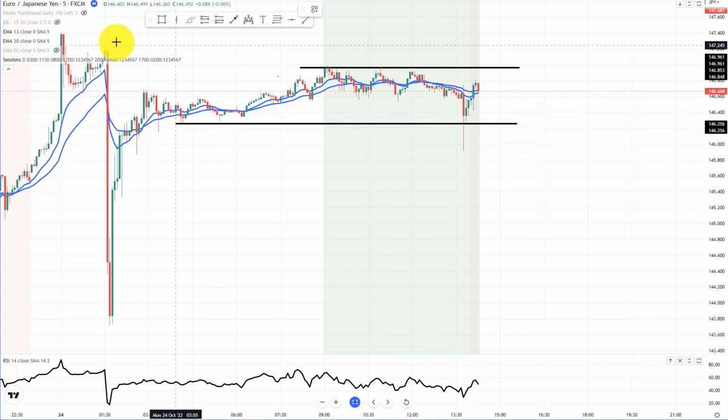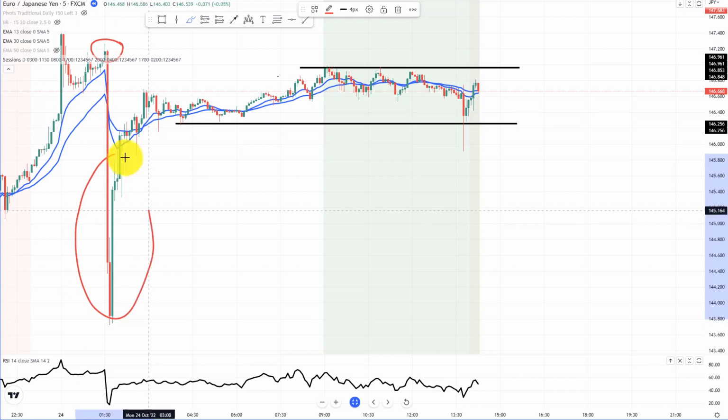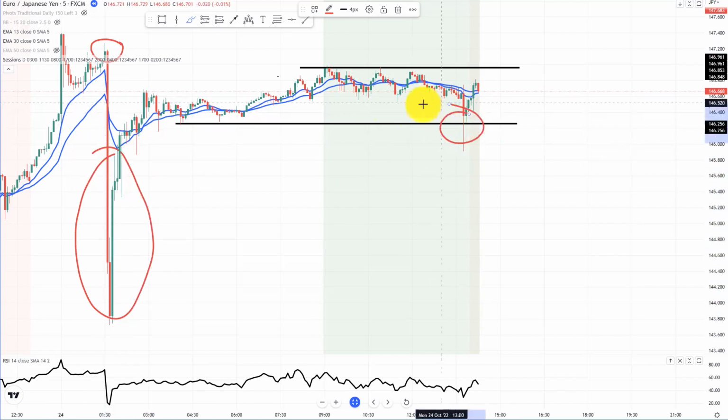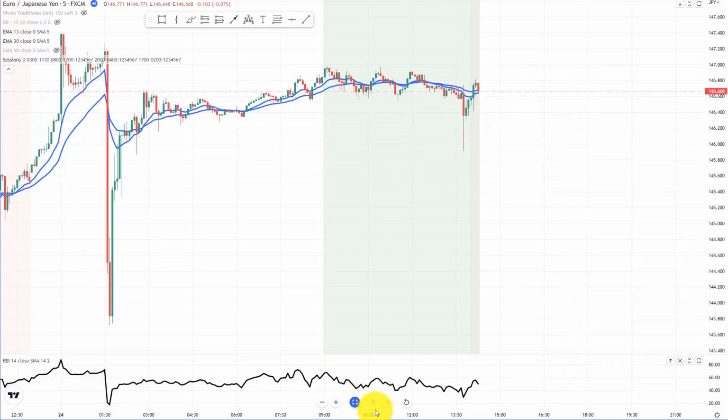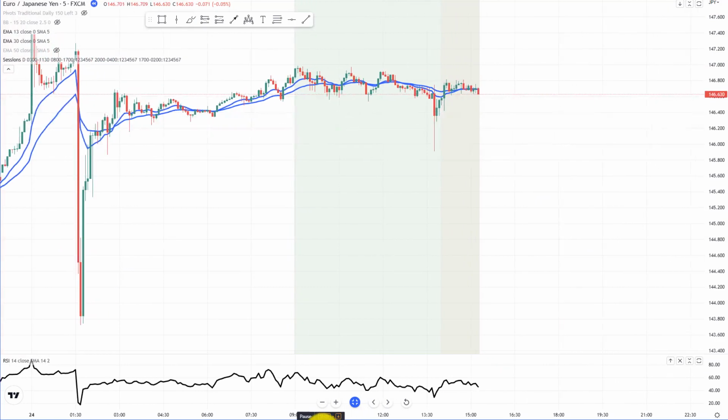I don't want to trade into this, and I don't want to trade into this. That's why I don't think this qualifies. And even if we get a breakout above this, I don't feel like this would make a lot of sense. So I would skip this trading day and just wait for the next day.